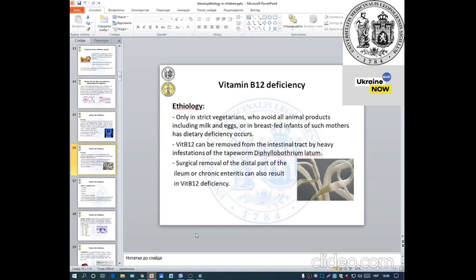Dietary deficiency of vitamin B12 occurs in strict vegetarians who avoid animal products, including milk and eggs. Vitamin B12 can be removed from the intestinal tract by heavy infestations of the tapeworm Diphyllobothrium latum.